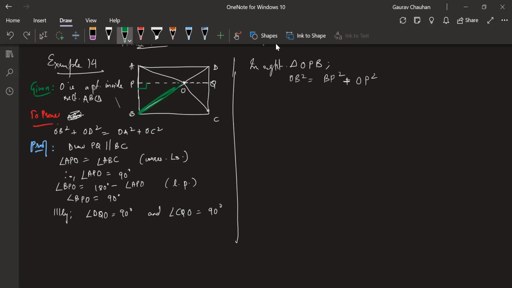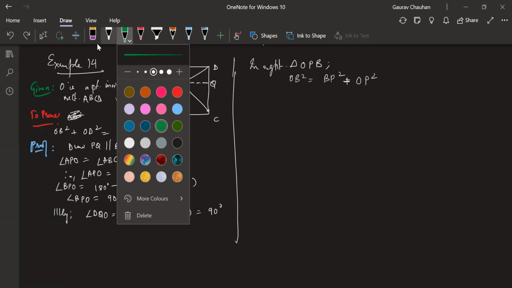I'm going to do this for all the four right triangles which are formed, for this one, and this one also, because that will give me all of these things. My goal is to write that on at least one side. So this is OP square.